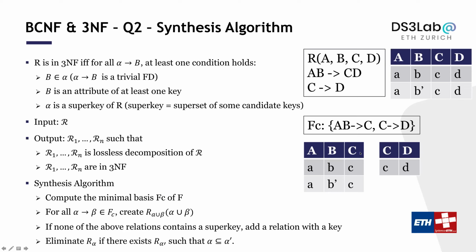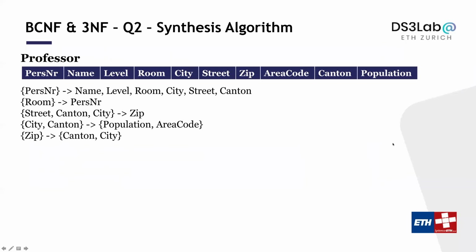And then I see whether I can eliminate some of the relations. In this case, this small relation C and D is not a subset of ABC. So I cannot merge them. So I'm done. So this just takes as input this relational design, I run my synthesizer algorithm, then I decompose it into two relations. One with ABC, another with CD.